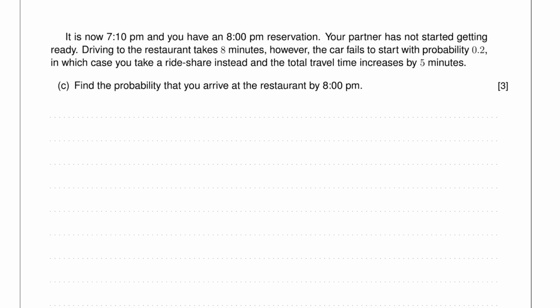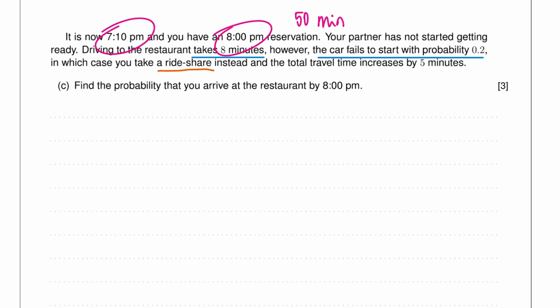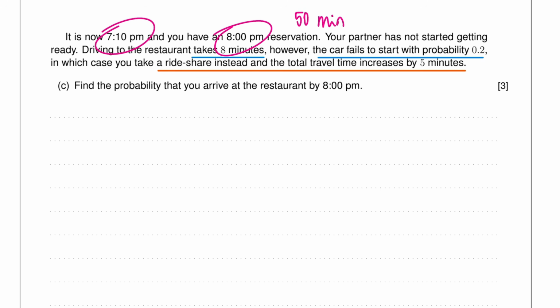All right, so let's move to question C, the most interesting one of them all. It is now 7:10. And you have dinner reservations for 8 p.m. This is, of course, a 50-minute gap. Your partner will start to get dressed right now. We know that driving to the restaurant takes 8 minutes. However, your car fails to start 20% of the time, which is quite high. And if that is the case, you need to use a rideshare app, and the total time to get there increases by 5 minutes, which is the time that you're waiting for the driver to arrive, and then you leave. Find the probability that you arrive at the restaurant by 8 p.m. sharp.